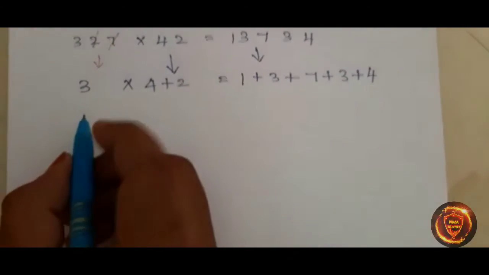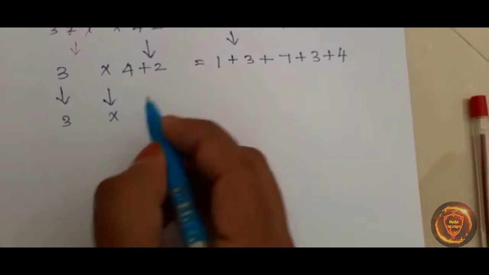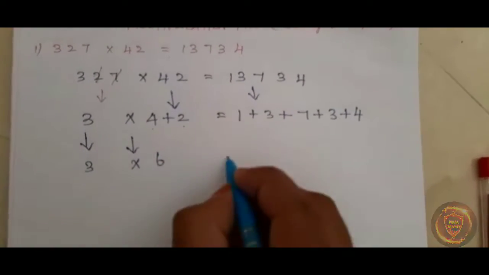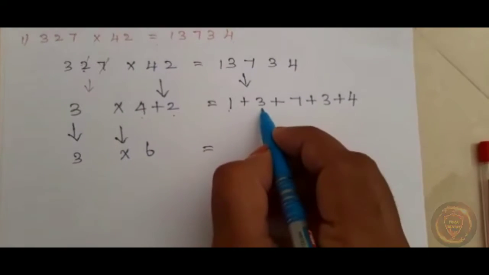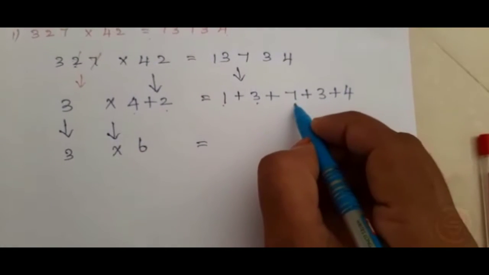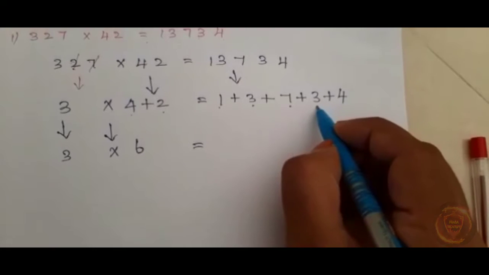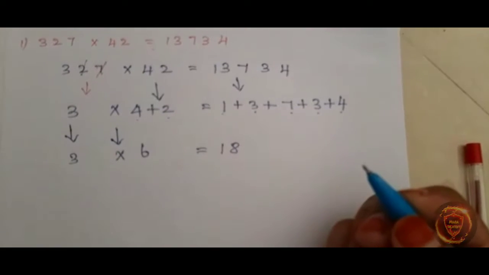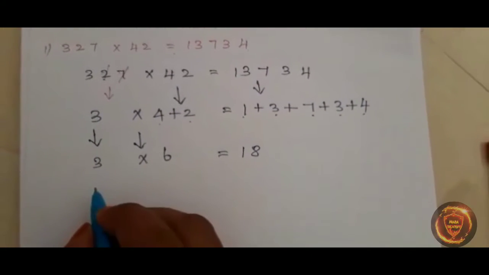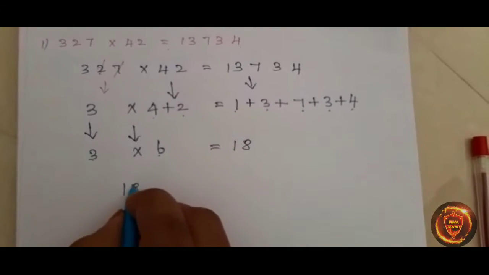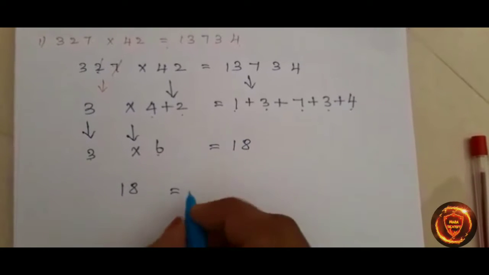So what is the next step? Now write this value: 3 into 4 plus 2, that is 6, is equal to 1 plus 3 is 4, 4 plus 7 is 11, 11 plus 3 is 14, 14 plus 4 is 18. So next step: 3 sixes are 18, is equal to 18.